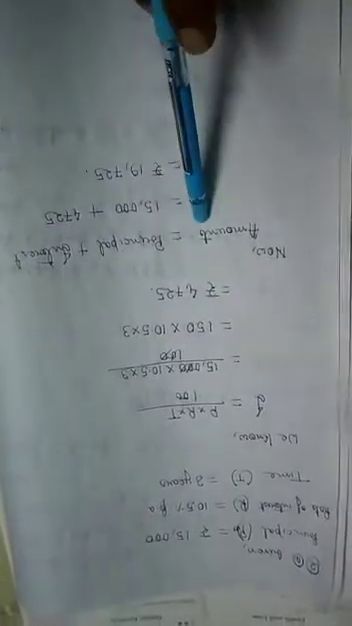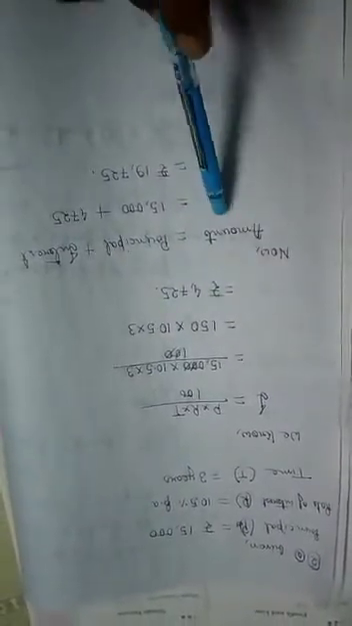The person has to pay this amount when he returns. At first he borrowed 15,000. Since he kept the money for 3 years at a rate of 10.5% per annum, the amount he has to pay is 19,725.